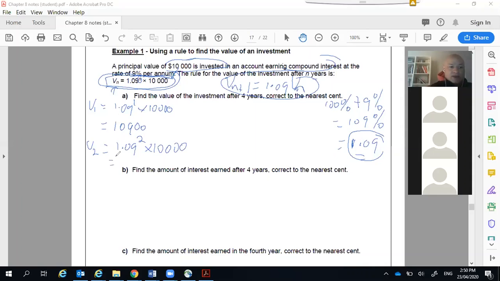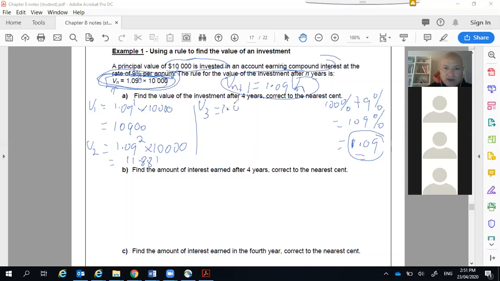So 10,900. After 2 years, it is 1.09 squared times 10,000. Okay, now I'm going to do that one. 1.09 squared times 10,000 is 11,881. You could do it the old way by pressing enter, as I did, because I stored it into 10,000. You don't have to. This rule already takes out that year. So it's already doing all that for you. So the next one, V of 3, is a lot easier than using it as a recurrence relation.